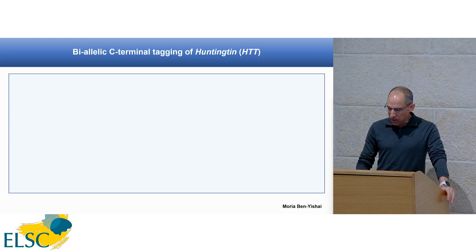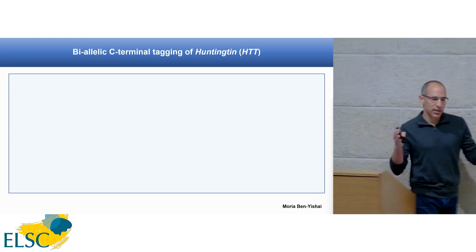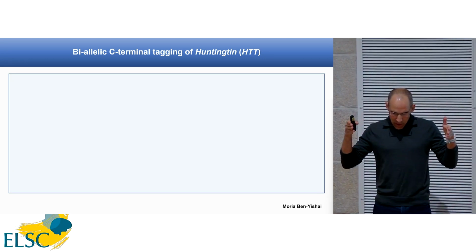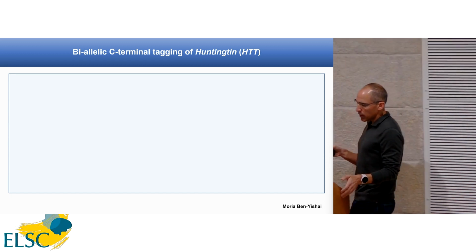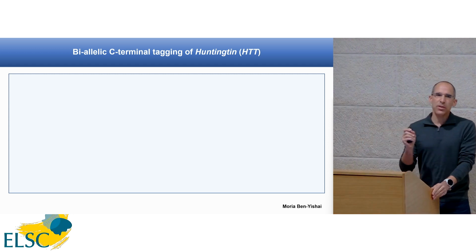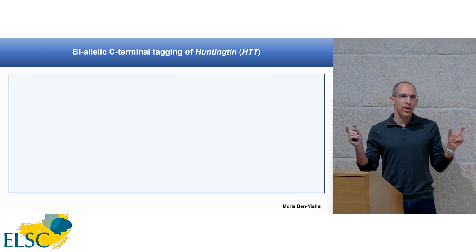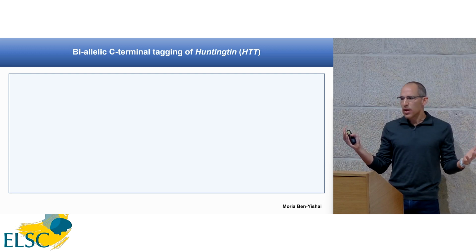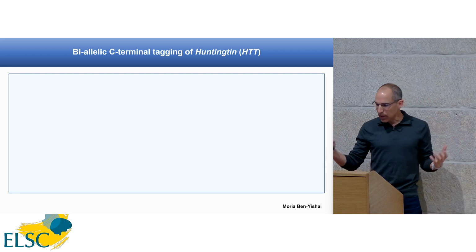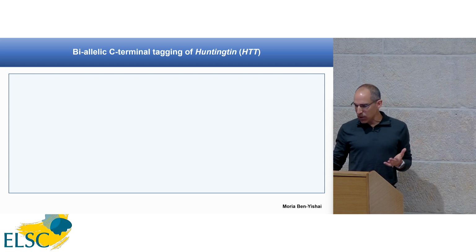The idea here was to try and, as I said, knock in fluorescent proteins to the wild type and the mutant alleles. Now, it's not an easy task because the two alleles are identical. There are no SNPs to separate them. So we had to do it kind of blindly. We couldn't distinguish between the two alleles.